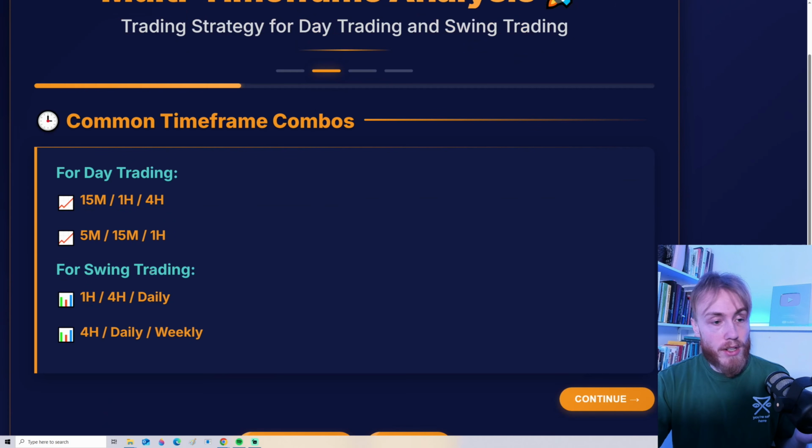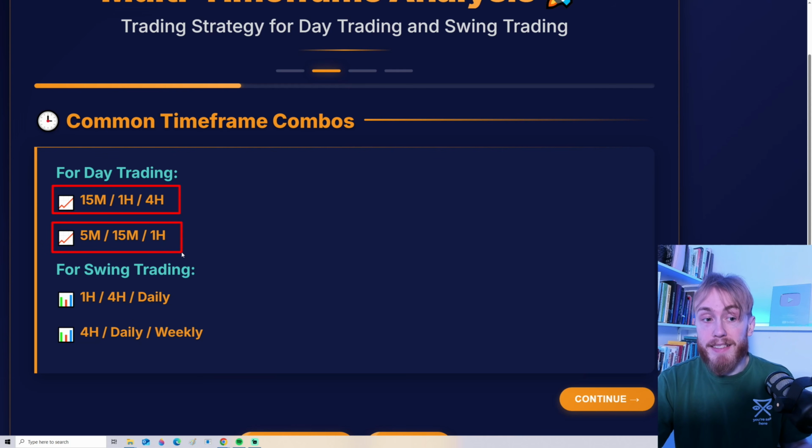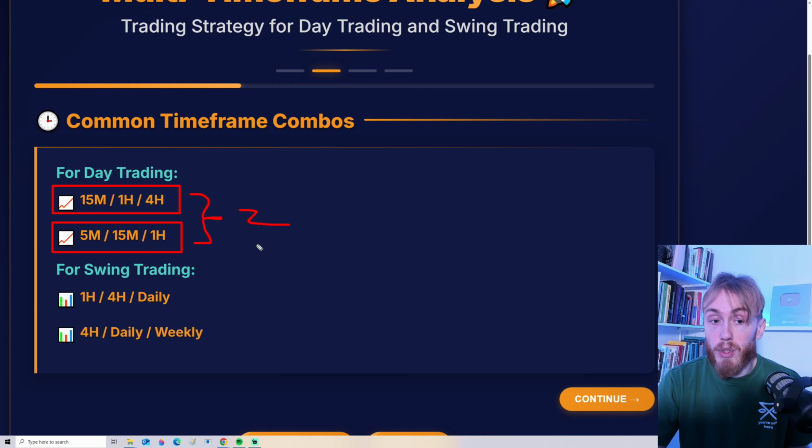Well, here are a few combinations. So for day trading, you can, for example, use the 15-minute, the 1 hour, and the 4 hour. Or you can use the 5-minute, 15-minute, and 1 hour. These are two common time frame combinations for day trading, and some traders also, instead of using 3 different time frames, use only 2 different time frames. That is another definitely valid method.